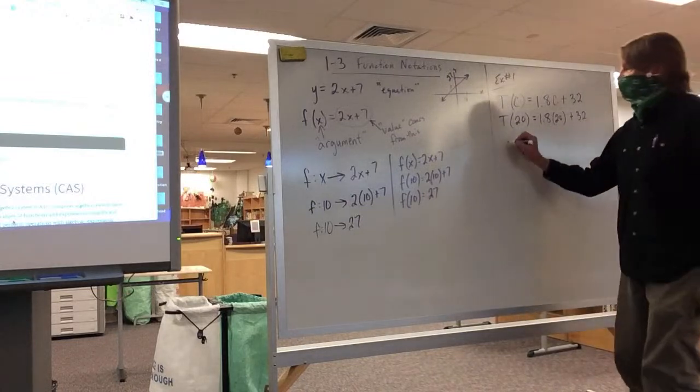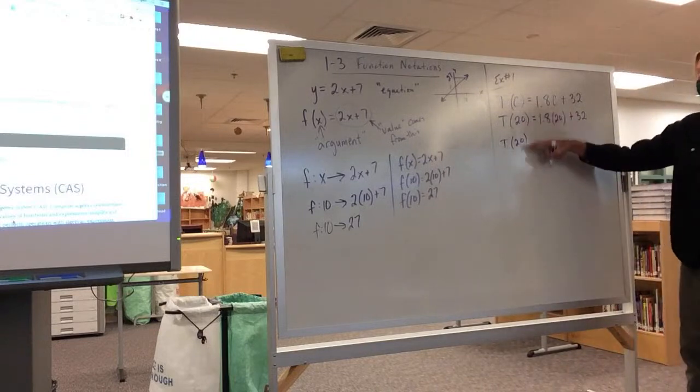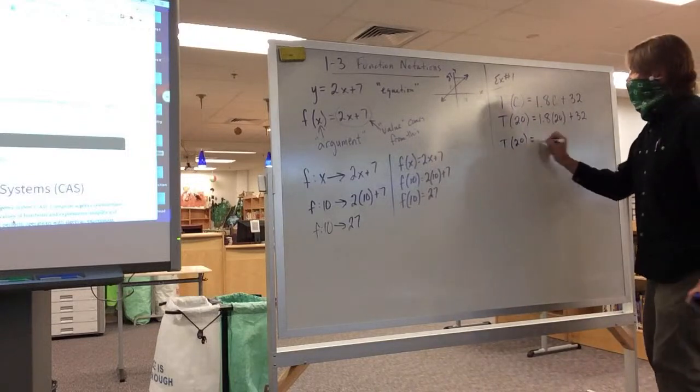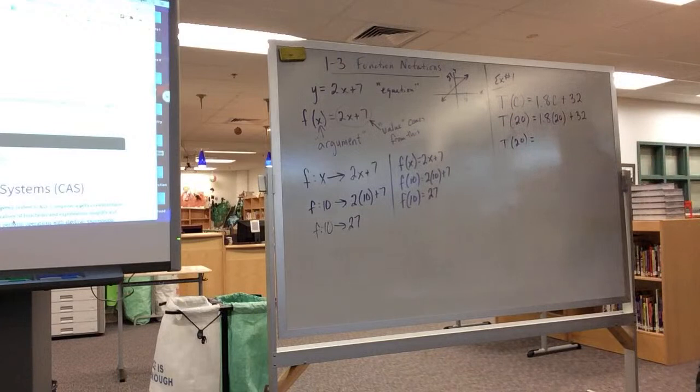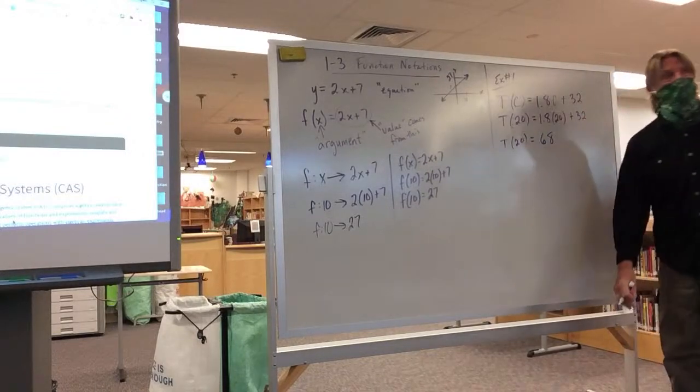So then if we keep going, and this is just like saying y equals, we don't change what we have over here. And we just do 1.8 times 20, which is 36. 36 plus 32 is 68. I'm done.